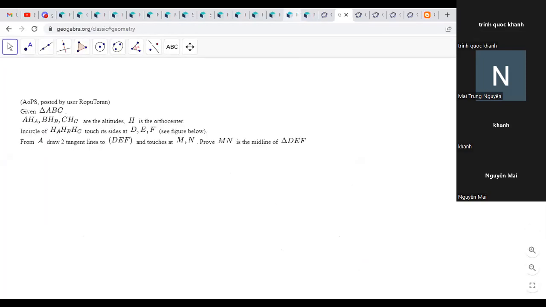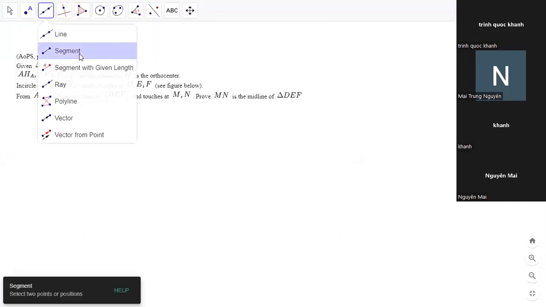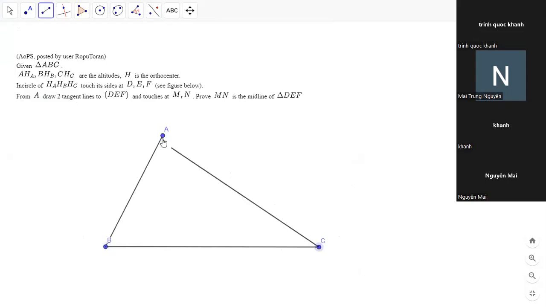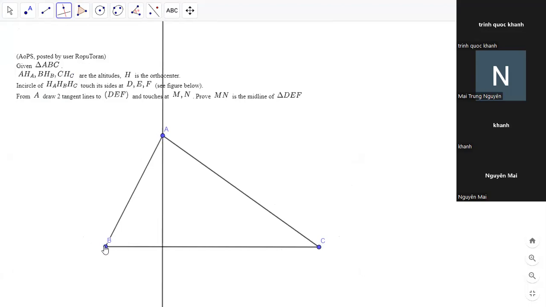Oh, this one looks kind of cool. I'm not sure if you guys have seen this problem before, but it looks interesting. So basically you draw the feet of the altitudes, and then you draw the incircle of that triangle. So they call it HA, HB, and HC.